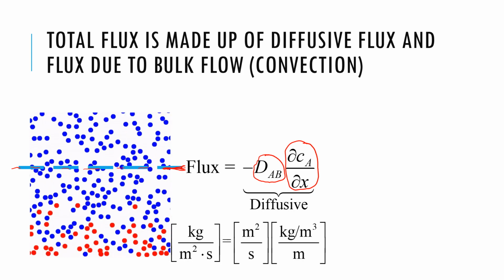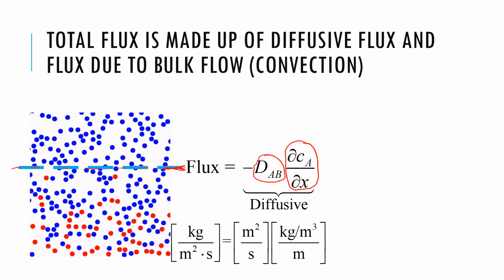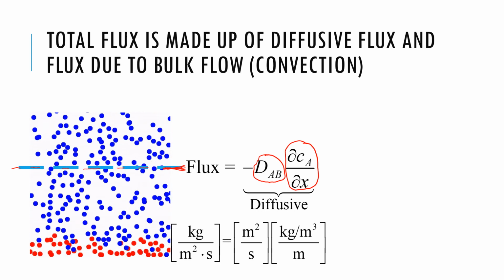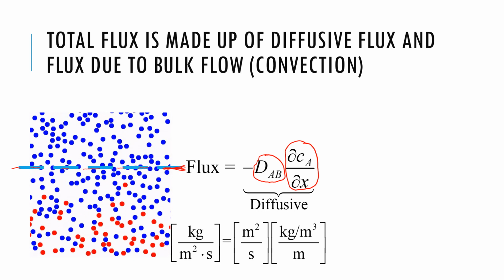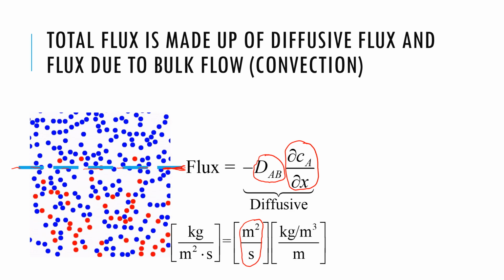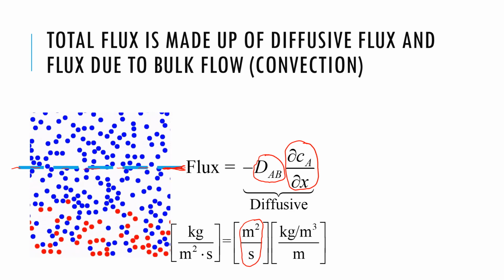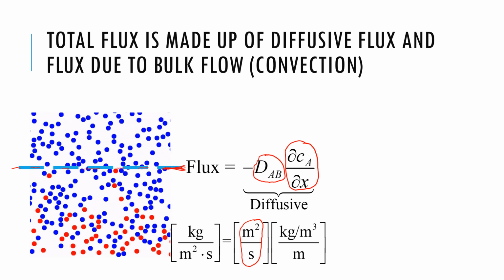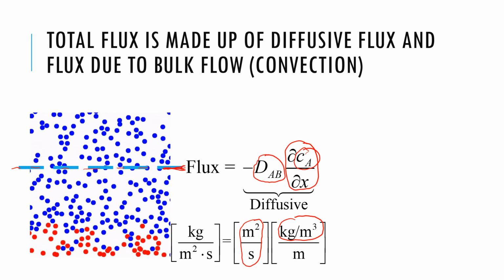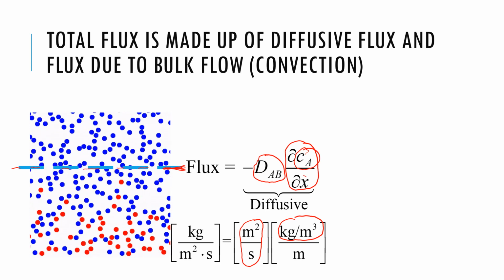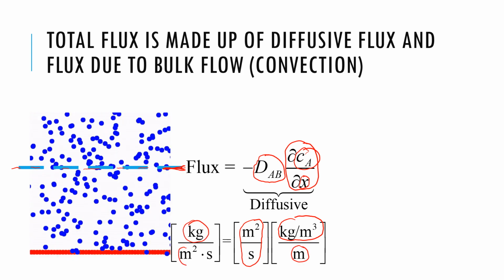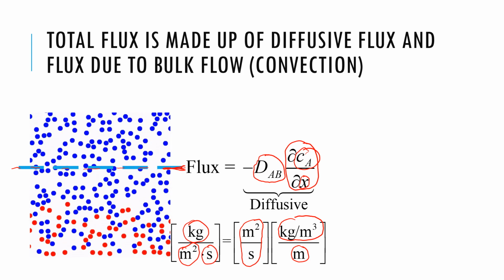If we look at the units, it gives us a more tangible feel for what these quantities are. Diffusivity is a measure of movement, and its unit is meter squared per second. And del Ca del x, the concentration gradient: concentration is kilograms per meter cubed, mass per unit volume, divided by the gradient length in meters. So that gives me kilograms per meter squared per second. So it's a flux, and a diffusive flux.